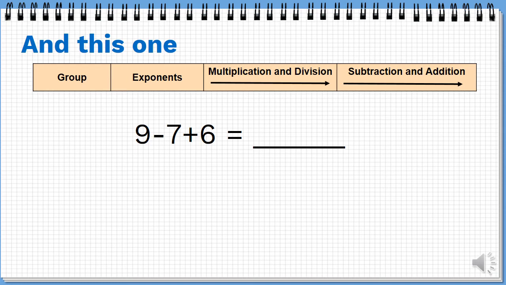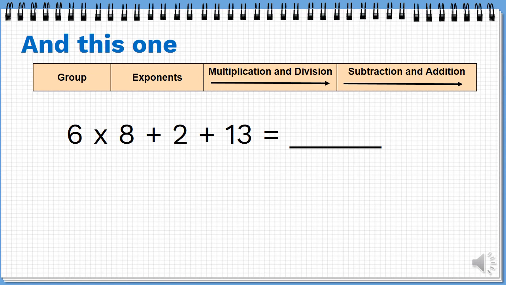Okay, now that you've done it, let's look at the answer. Are there any groups? No. Are there any exponents? No. Are there multiplication and division? No. Is there subtraction and addition? Yes, there is. So we just move from left to right. 9 minus 7 is 2, plus 6 will give us 8. All right, so let's try another one. Let's work on this one.